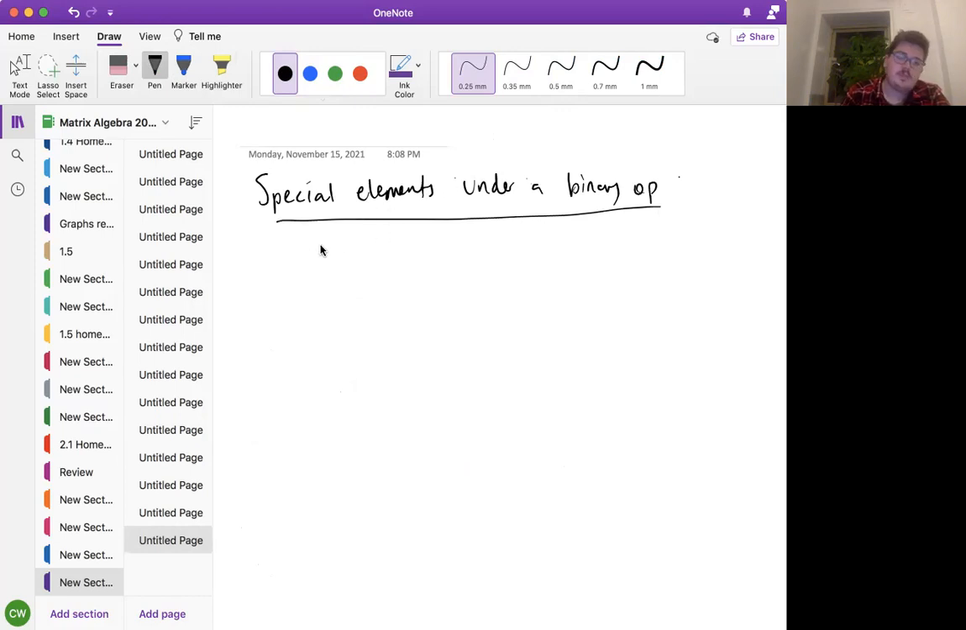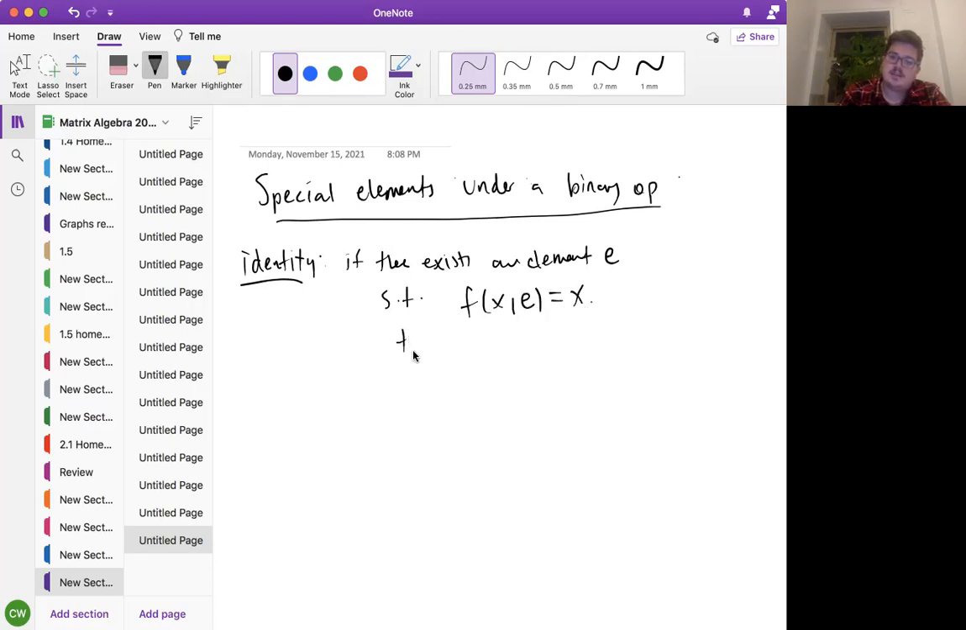So this is an identity. If there exists an element E such that f of x, E is equal to x, then E is called a right identity.